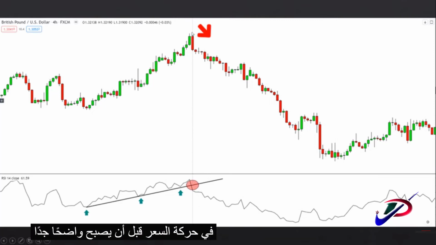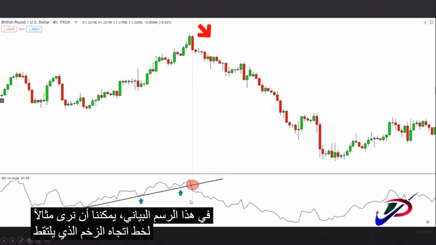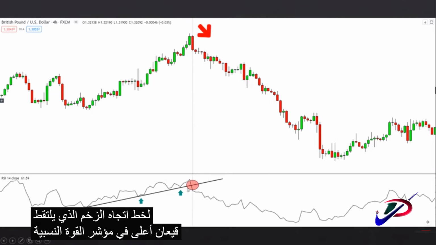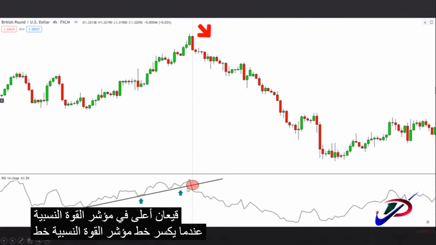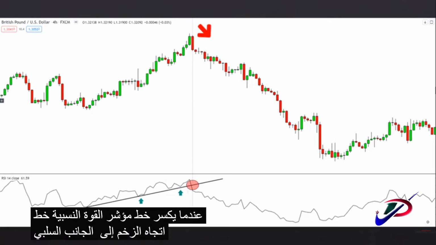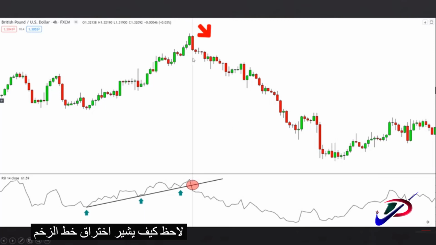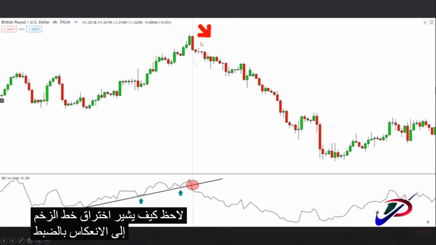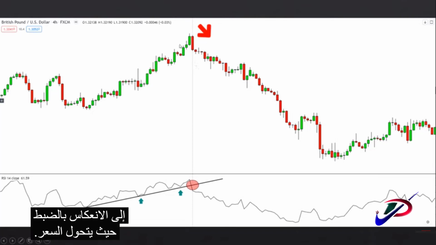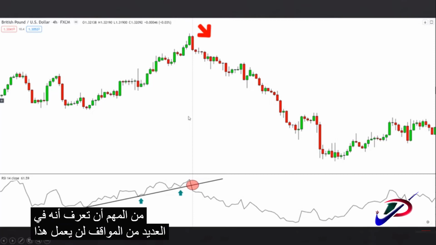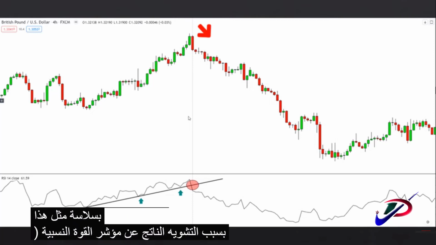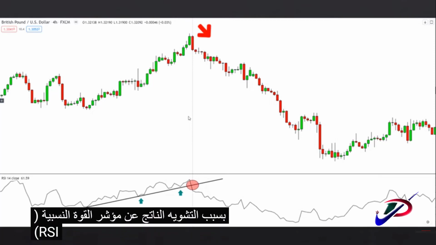becomes too obvious. In this chart, we can see an example of a momentum trend line capturing higher lows in the RSI. When the RSI line breaks the momentum trend line to the downside, it signals a reversal, which indeed happened. Notice how the momentum line breakout points to the reversal almost exactly where price turns. It's important that you know that in many situations, this will not work so smoothly because of the distortion generated by the RSI.